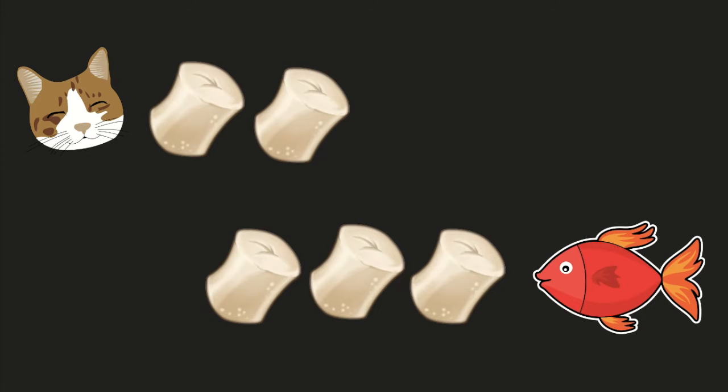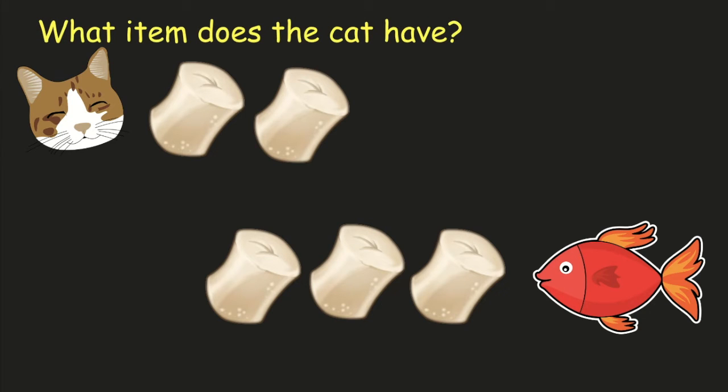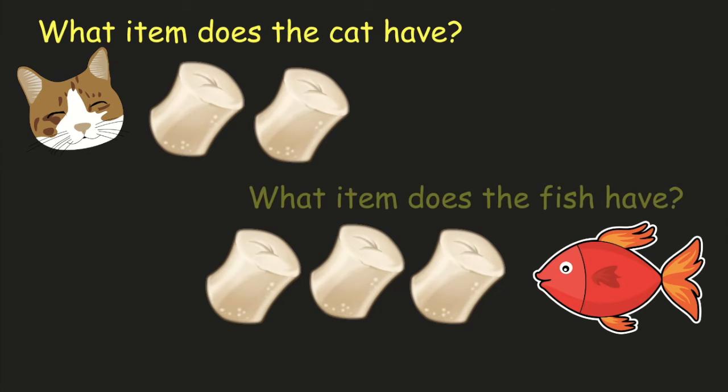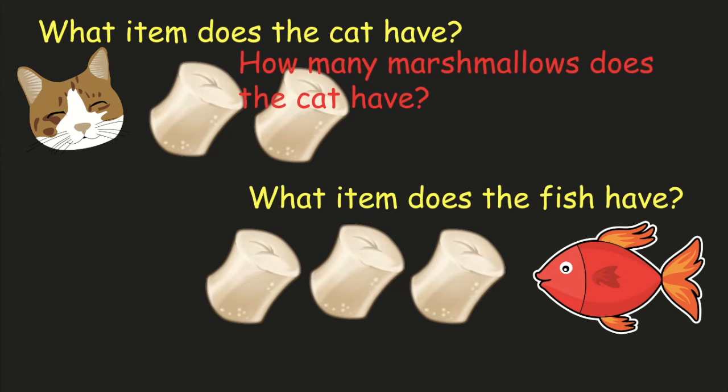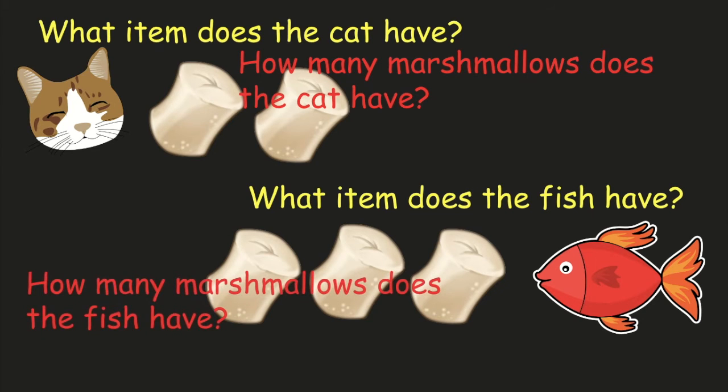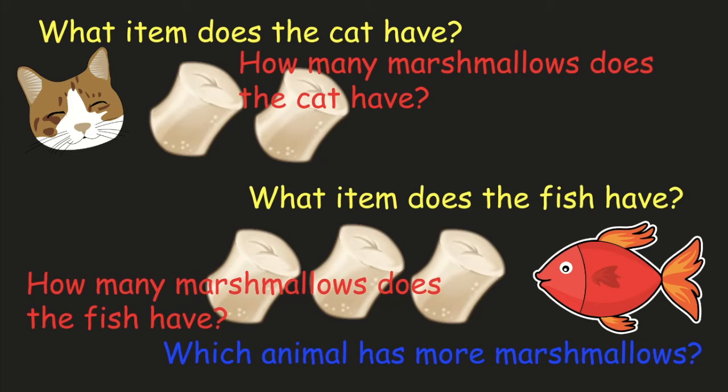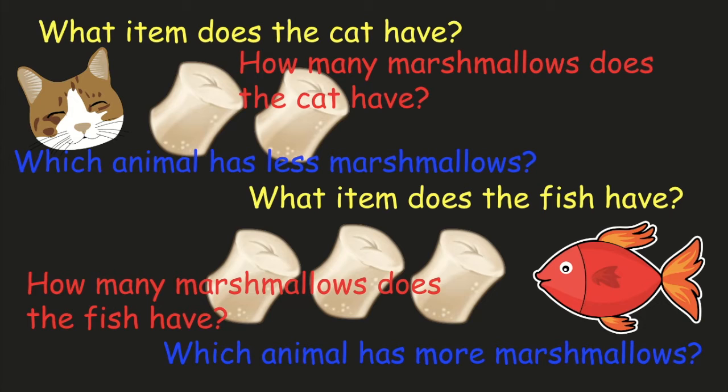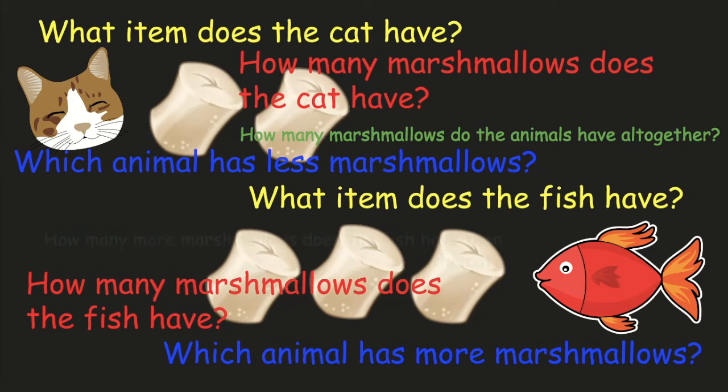For this picture, you could ask, what item does the cat have? What item does the fish have? Then later progress to, how many marshmallows does the cat have? How many marshmallows does the fish have? Which animal has more marshmallows? Which animal has less marshmallows? How many marshmallows do the animals have altogether? How many more marshmallows does the cat have than the fish?